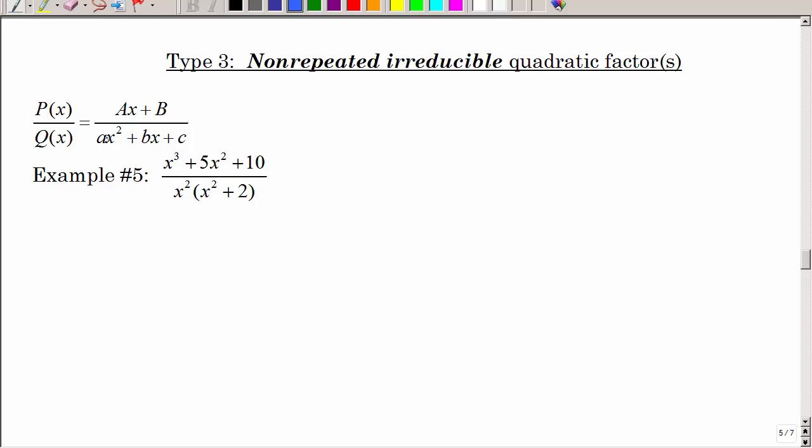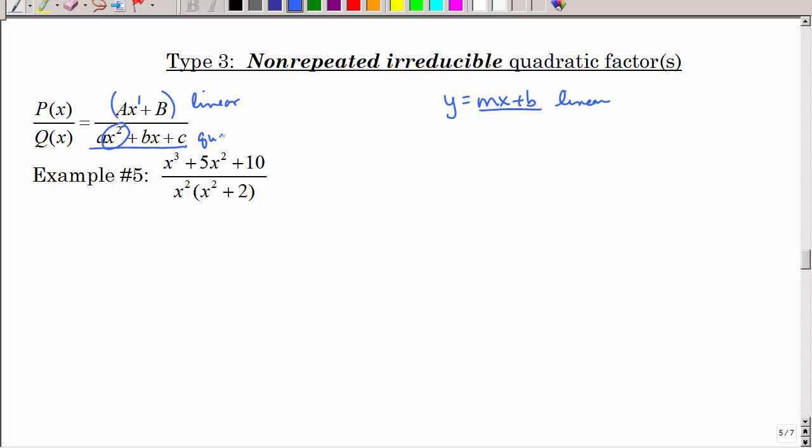Now we're going to see what happens when we have non-repeated irreducible quadratic factors in the denominator. As in, if we have a trinomial that doesn't factor, how are we going to set that up? If we have a second degree in the denominator, we need to have a first degree in the numerator. So instead of a constant, we're going to have that Ax plus B. That may remind you of y equals mx plus b. That's linear.